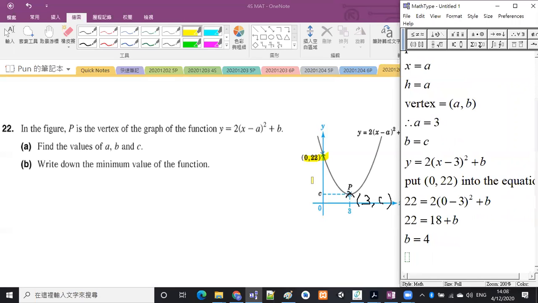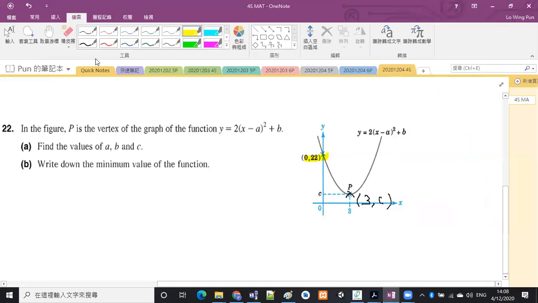If b is equal to 4, because B and C are equal to each other, so we can conclude that C is also equal to 4. Okay, so that is part A. We have already found the values of A, B, and C. Okay, this is part A. Let me copy here.